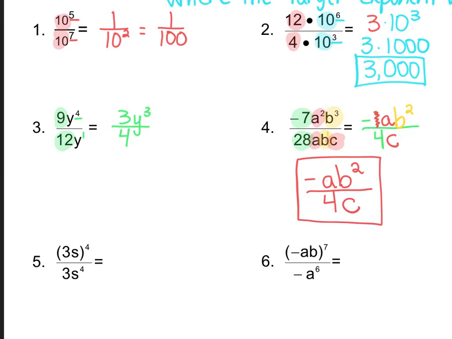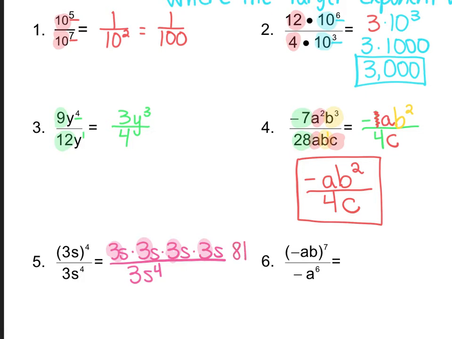All right, so for number 5, you've got 3s to the 4th, but notice that 4 is on the outside. So really what this is, is 3s stamped out 4 times, okay? And that is divided by 3s to the 4th. So that's one way to do it. And then what I would do now to simplify the top is to multiply all the 3's. 3 times 3 times 3 times 3 gives me 81.